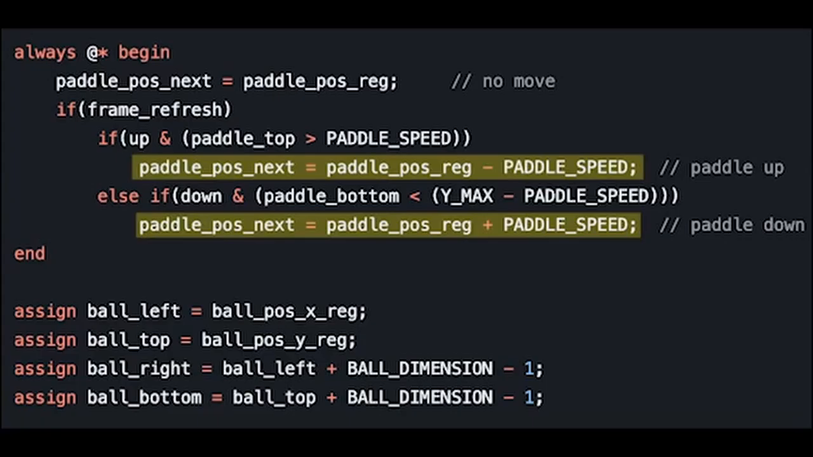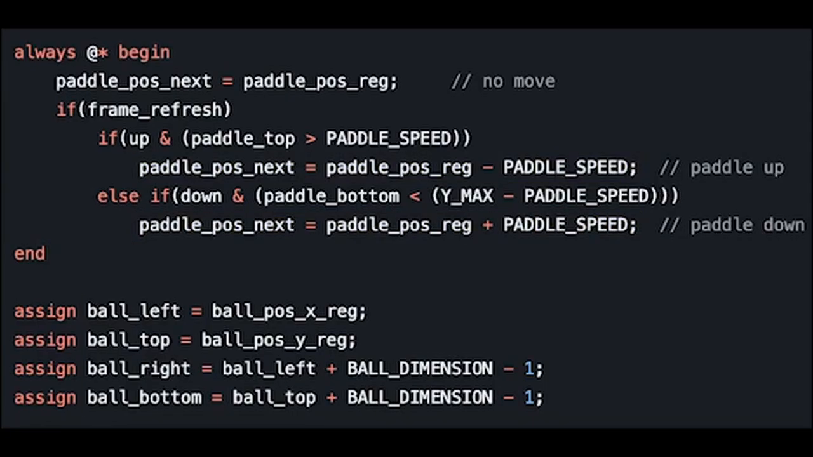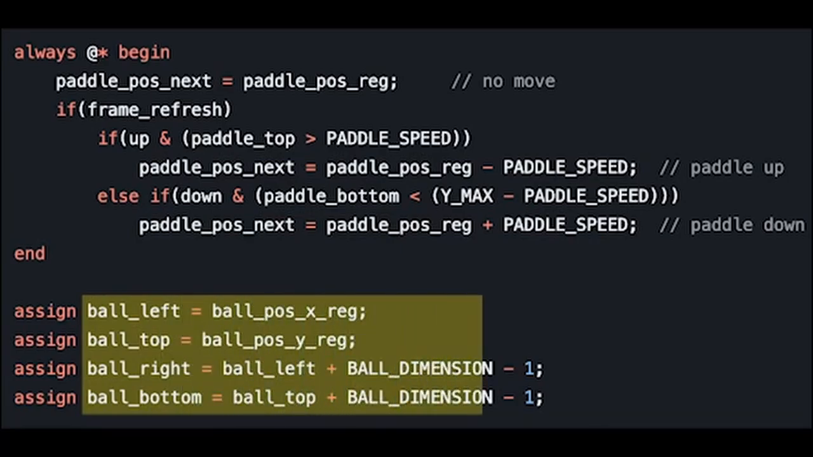So if there are frames between the top part of the screen and the paddle, if there are sufficient frames for the paddle to move, it would move up. The same logic applies with moving down as well. And the ball left, ball top, and ball right, and all of these ball variables that you see are about the ball position and the top, the bottom, and the left and right components of the ball.